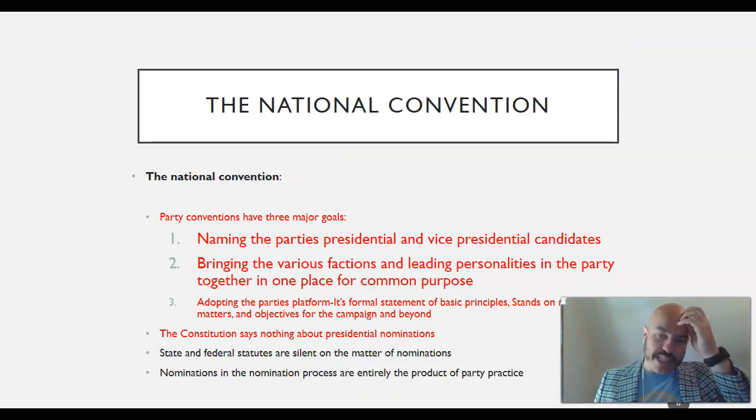So after that's done, then you're going to go to the national convention. These party conventions have three major goals, and we're going to do something with these in class. First, naming the party's presidential and vice presidential candidates. Oftentimes, we already know this. It's already written on the wall. We already know who these people are, but we're going to formally name them. Second, we're going to try to bring those various factions of leading personalities in the party together in one place for a common purpose, a uniting, if you will.